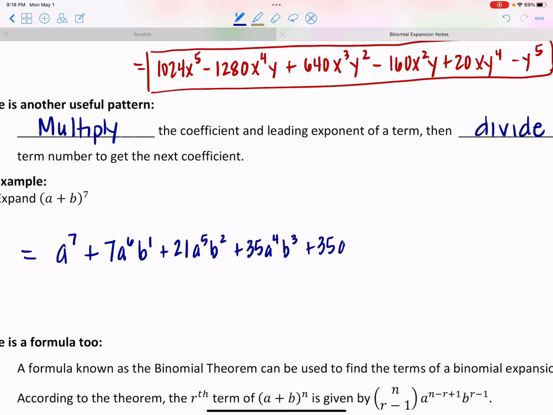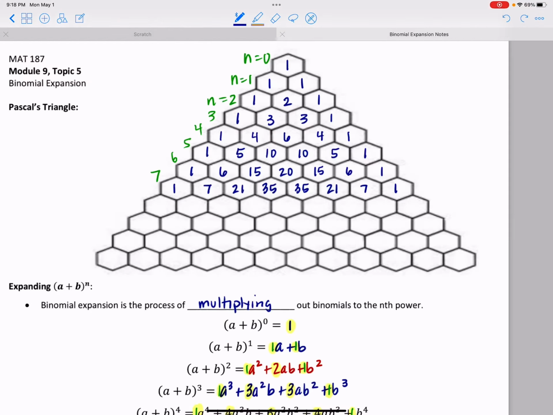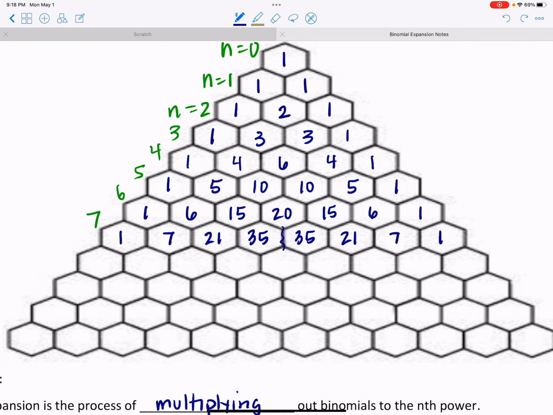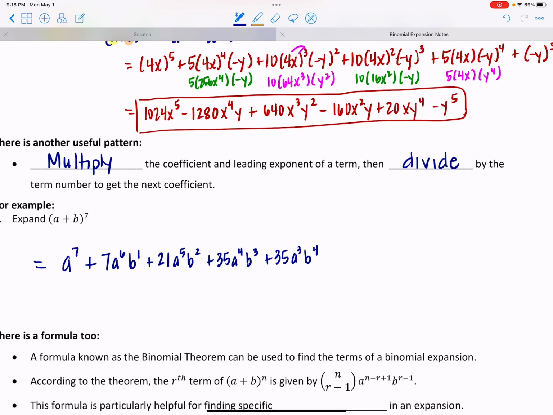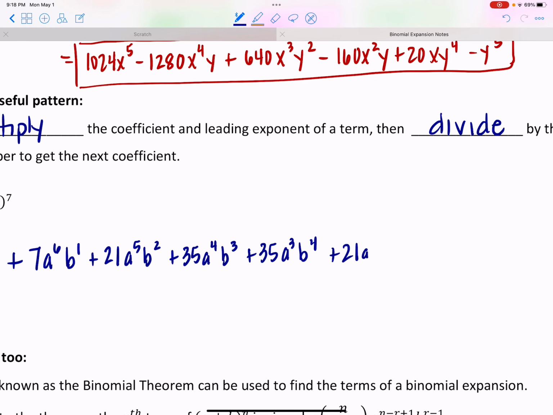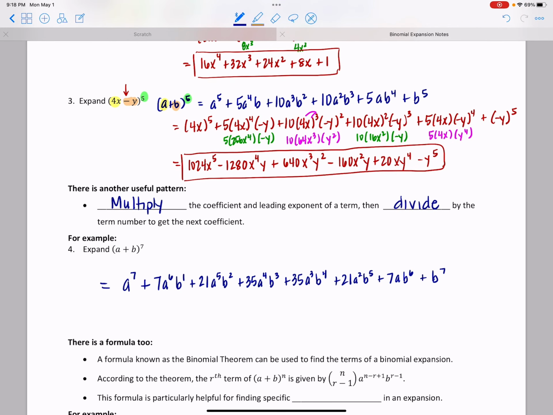This will be a to the third, b to the fourth, because we have symmetry in this triangle, right? Once I get to the halfway point, or my numbers start to repeat, then I know I'm going to have the same thing over here that I had over here and vice versa. So now I know that after 35 I'm going to have a 21 again, and then a should be to the power of 2, and then b to the fifth, and then I'll have a 7 again, a to the first, and b to the sixth, and then I will end with my 1, b to the seventh. And there's your expansion without even having to go to the triangle.